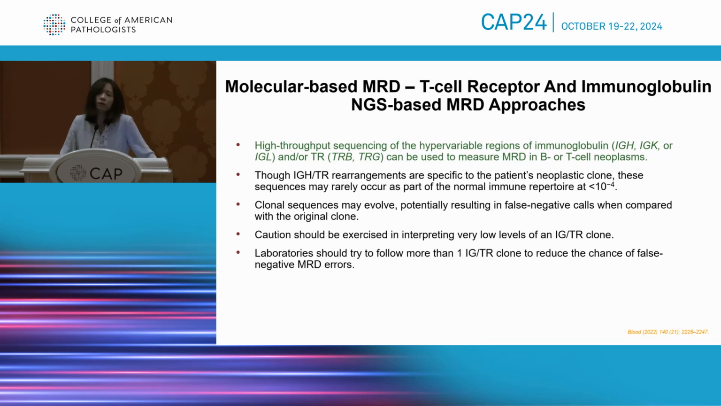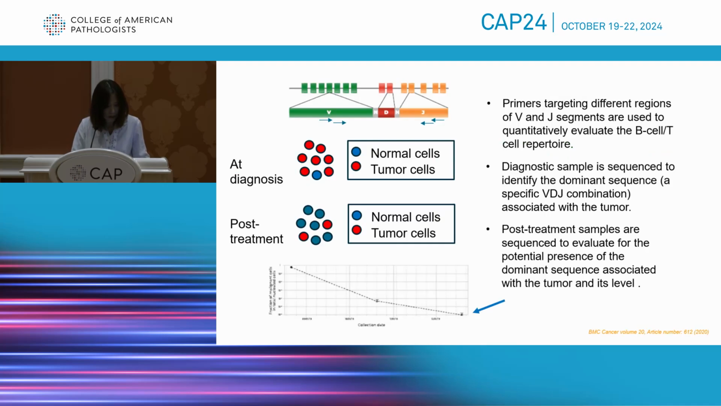So I left that slide with just NGS because there were other methods that we can potentially use to identify MRD through NGS. That's something you were probably all very familiar with, which is to sequence the immunoglobulin and the T cell receptor rearrangements for B and T lymphoma. So high throughput sequencing of the hypervariable regions of immunoglobulin, we are talking about IgH, Ig kappa, Ig lambda, and the T cell receptor TRB and TRG, can be used to measure the MRD in B and T cell neoplasms.